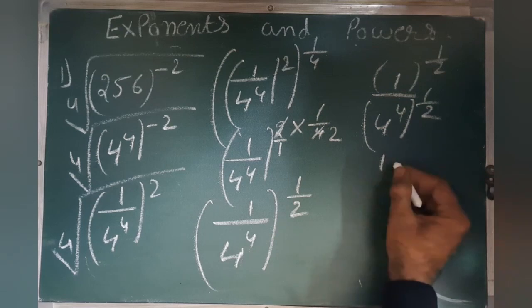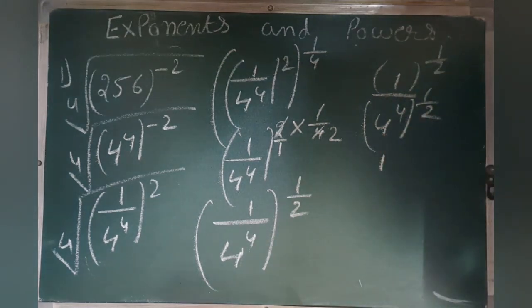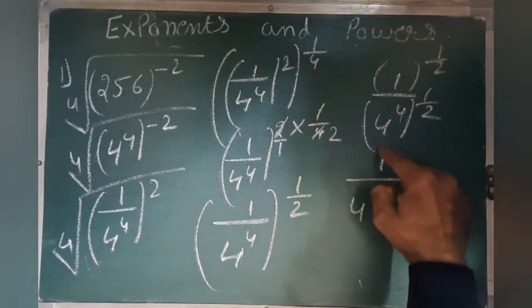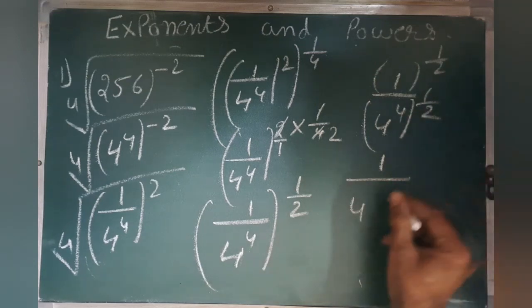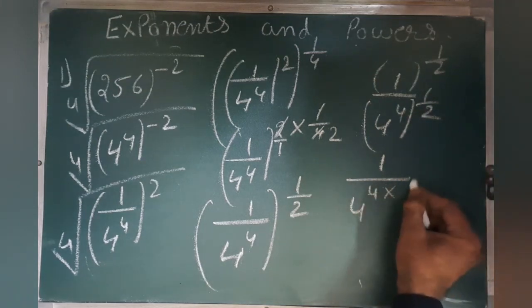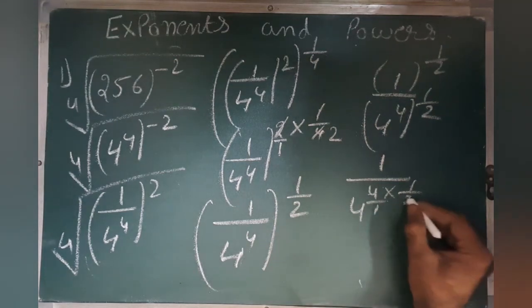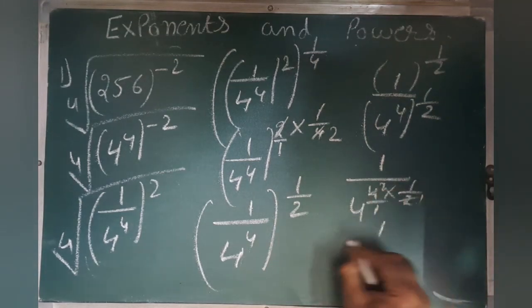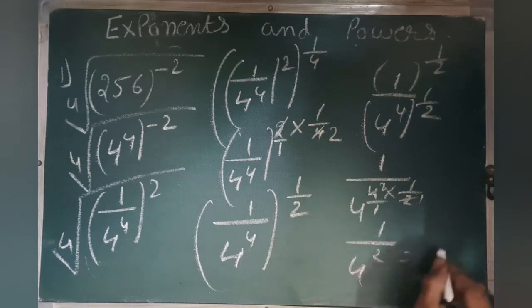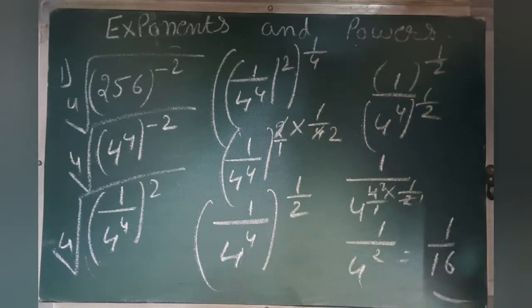Now what do we do in this case? 4 power m, whole power is n, so m multiply n. Now this again we can convert into fraction form. 2 1s are 2, 2 2s are 4. So 1 upon 4 power 2, that means 1 upon 16.